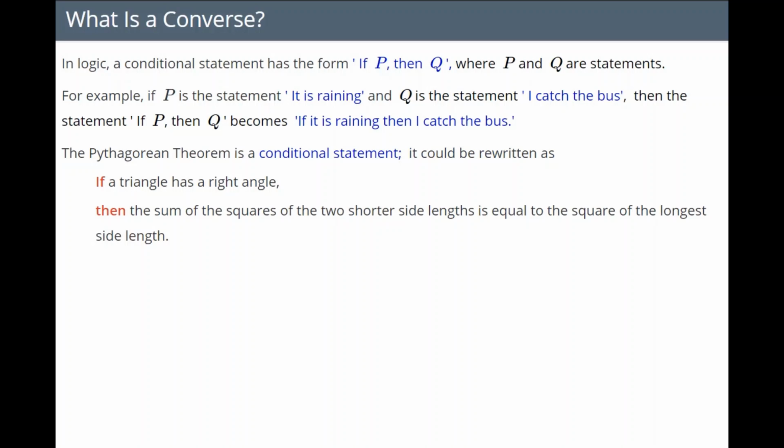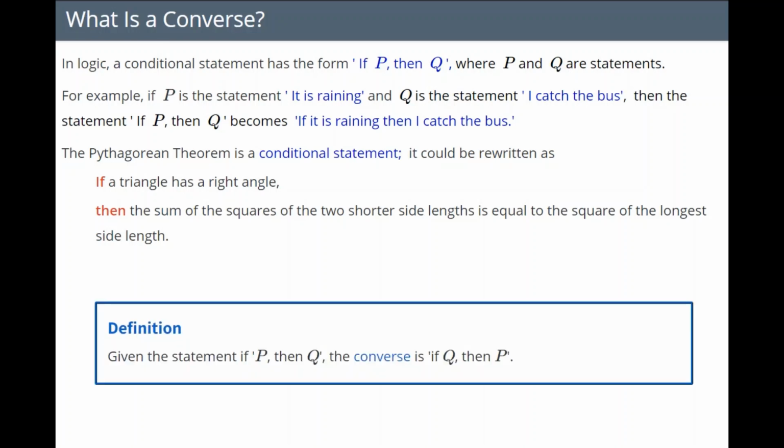Now the Pythagorean theorem is one of these conditional statements. It could be rewritten as: if a triangle has a right angle, then the sum of the squares of the two shorter side lengths is equal to the square of the longest side length.